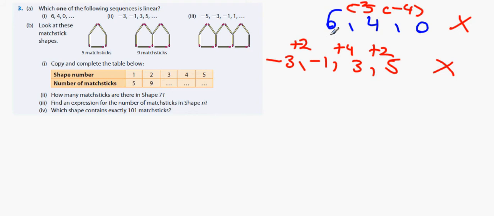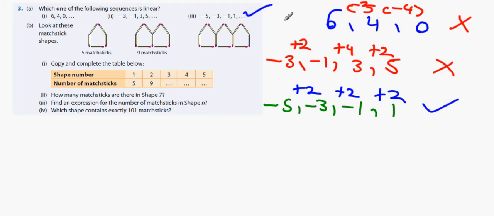The next one, which is part 3, is -5, -3, -1, 1. It goes up by 2 each time. This means that this one is the linear sequence. It's linear.